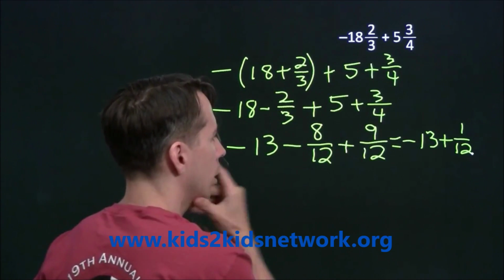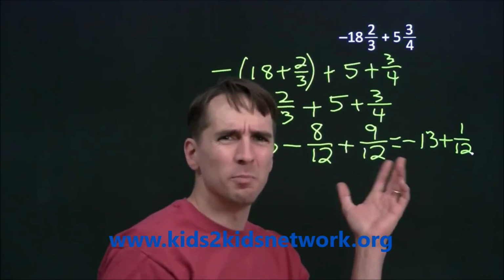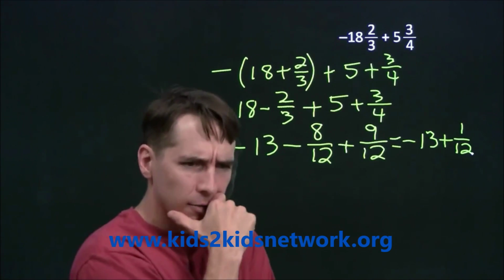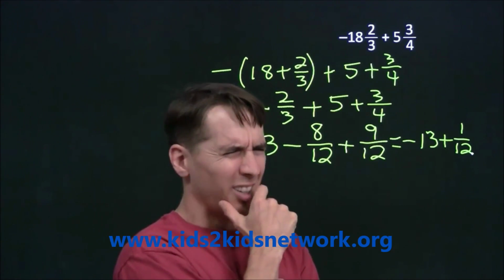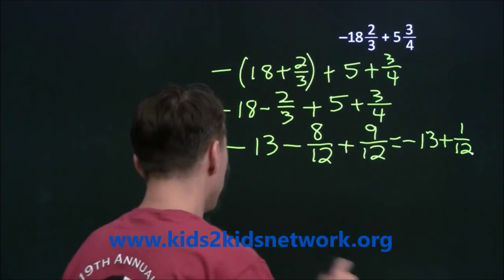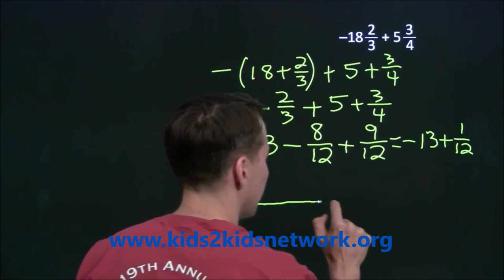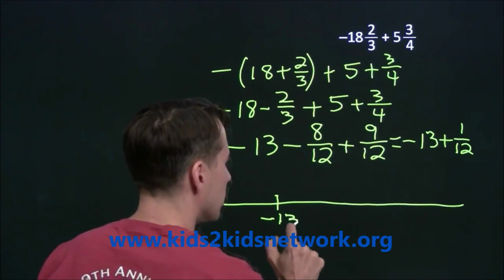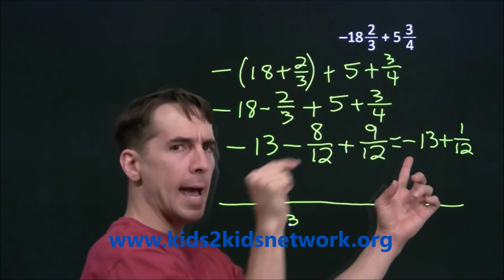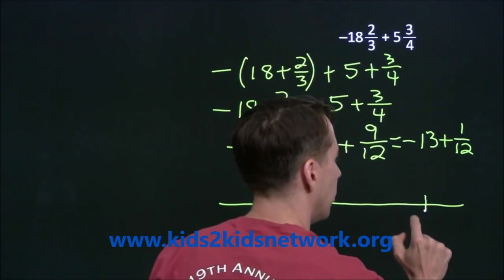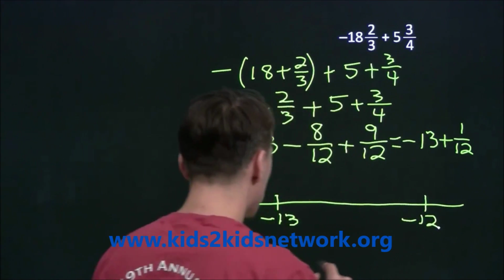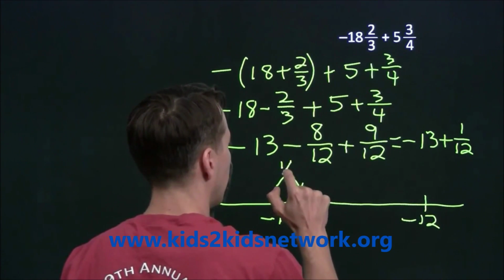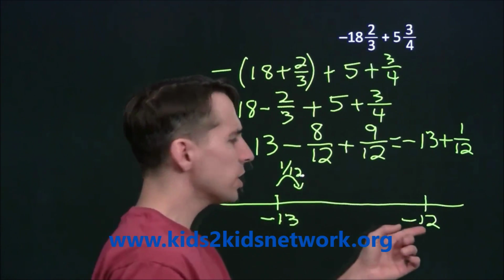Now, what does that equal? What's negative 13 plus a 12th? Is that negative 13 and a 12th? I'm puzzled again. I'm going to break out my number line. I think about the number line. I usually can't go wrong. So I'm going to start at negative 13 and add a 12th. So I'm going to go to the right on the number line, towards negative 12.